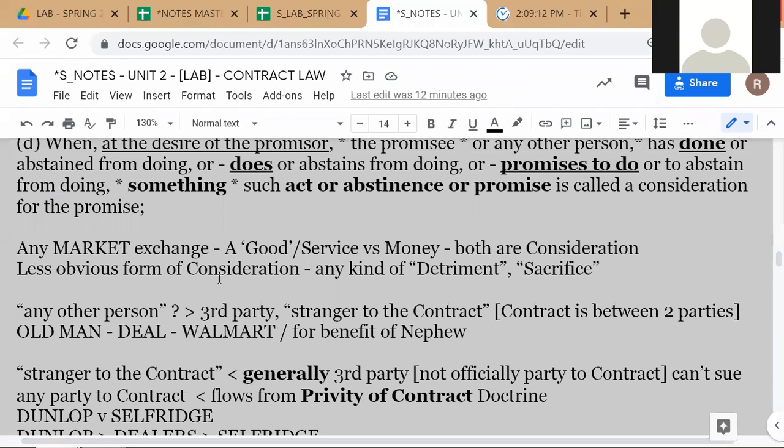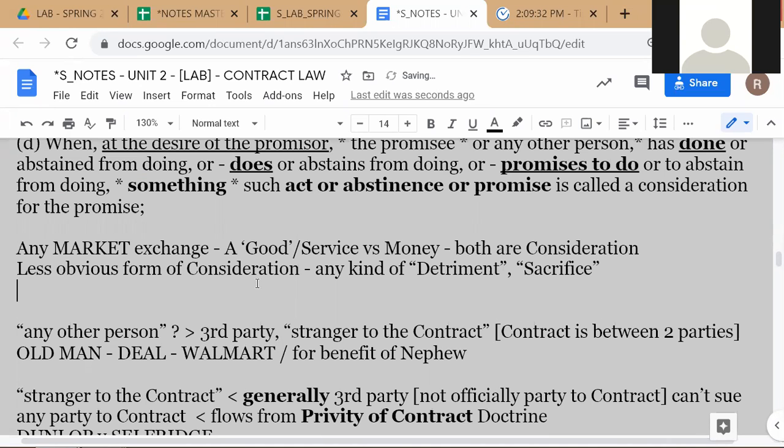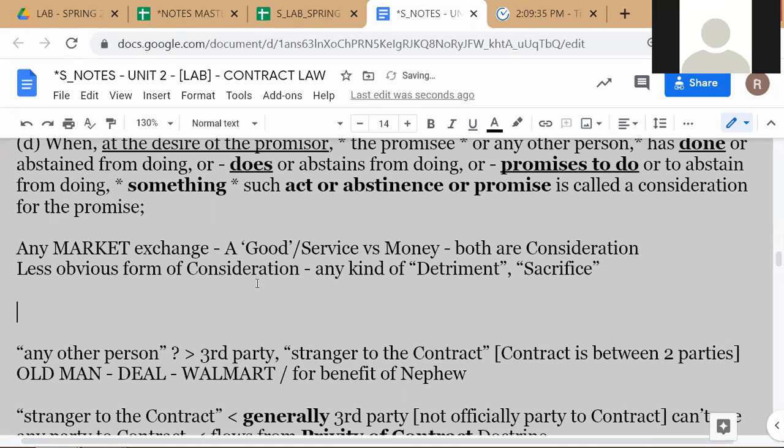Yes, Soumya? Since consideration is such a broad term, there can be situations where the consideration that is rendered is unfair or unjust. Is there some mechanism through which we are keeping a tab on that, or through which that can be checked or questioned in court? So what Soumya is raising is actually another interesting point. She's talking about adequacy of consideration.